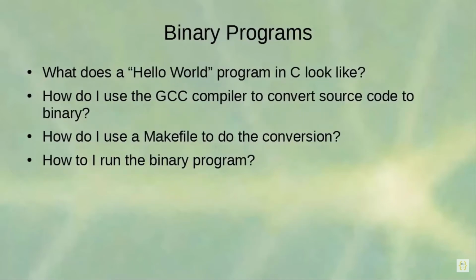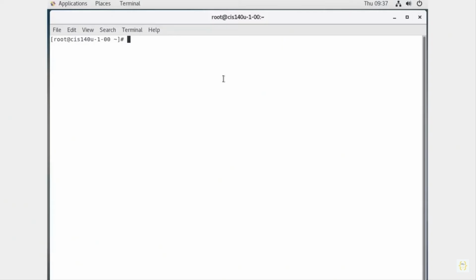So, what does a hello world program in C look like? And how to use the GCC compiler to convert source code to binary. And then we'll look at the make file and then how to run the binary program. So let's jump right in here.